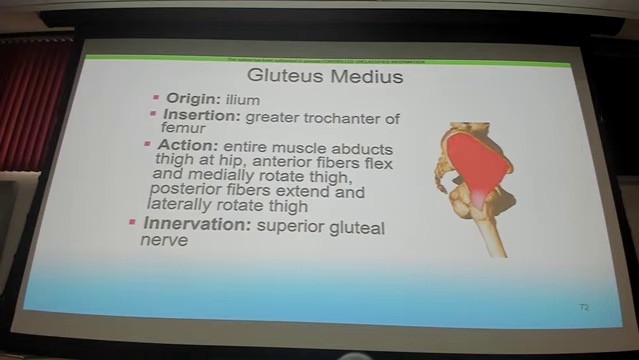I want you to read through this action of medius. Entire muscle abducts the thigh at the hip. The anterior fibers flex and medially rotate. Posterior fibers extend and laterally rotate. What does that sound like? What other muscle group we just tested on does that sound like? The deltoid. So medius and minimus actions are pretty much the same as like the deltoid. And both of them are superior gluteal nerve.